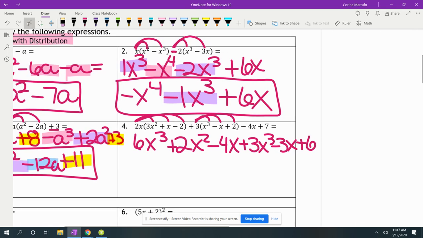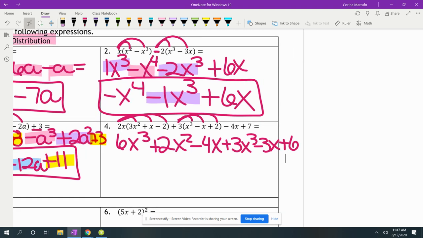Okay, so once we're done multiplying all of that out, we still have this at the very end. There's nothing to distribute to that, so we are just going to write it down. Okay, now we're ready to combine like terms. So we start with the highest exponent. So this is 6x cubed and 3x cubed. Those are like terms. Together, that is going to give us 9x to the third power.